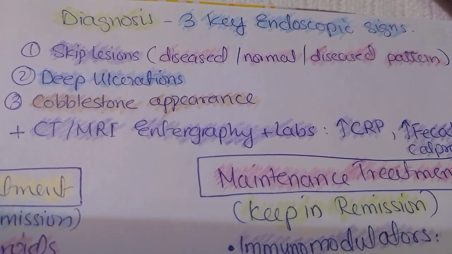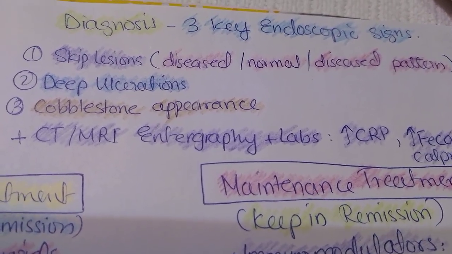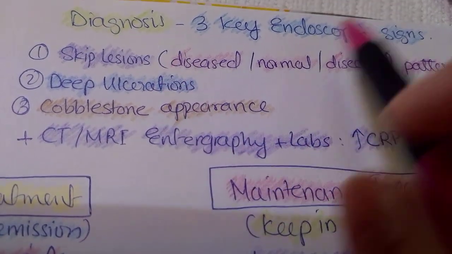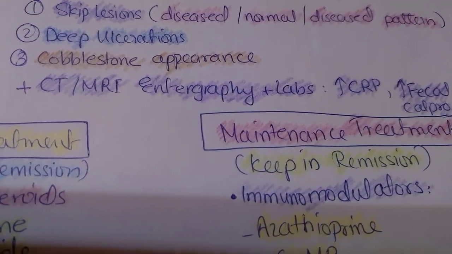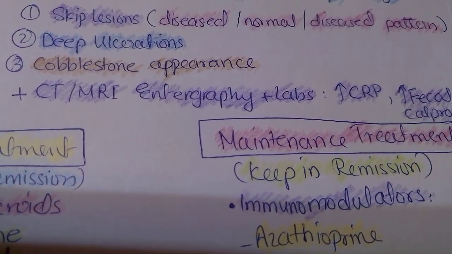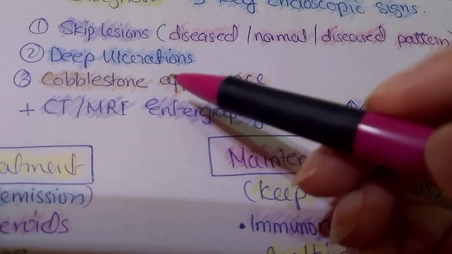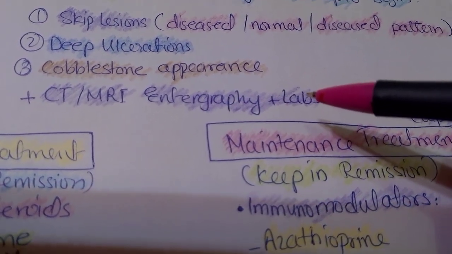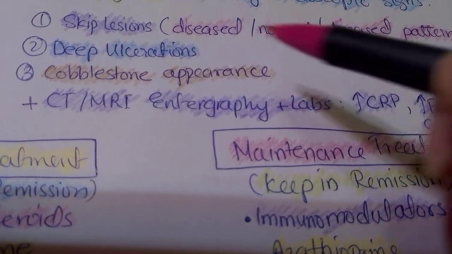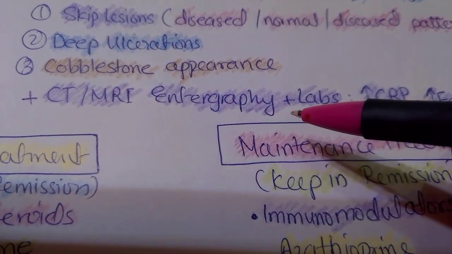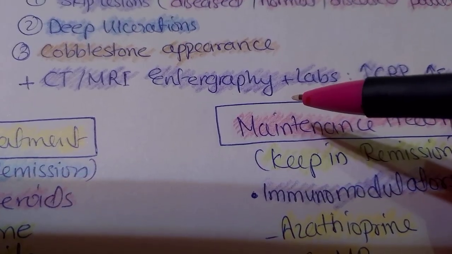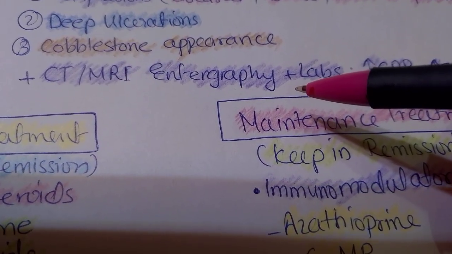we look for three key features. First, skip lesions, so that patchy distribution I mentioned, and deep ulcerations, unlike the superficial ulcers in ulcerative colitis, and the cobblestone appearance. The mucosa looks bumpy from submucosal edema and intersecting ulcers.